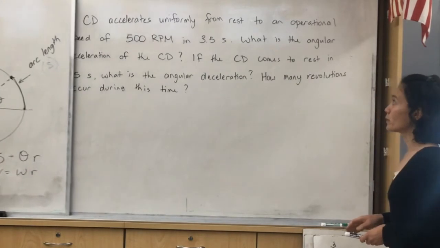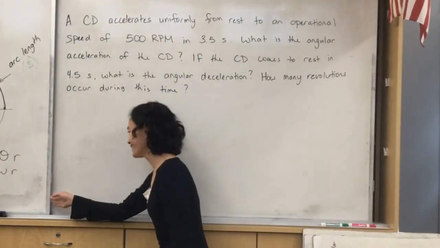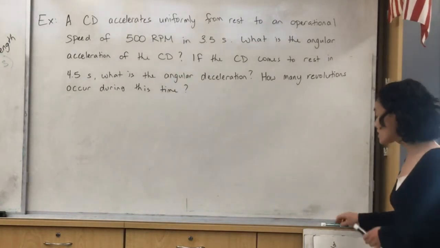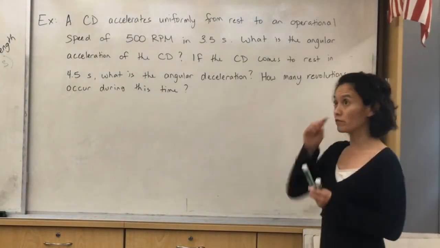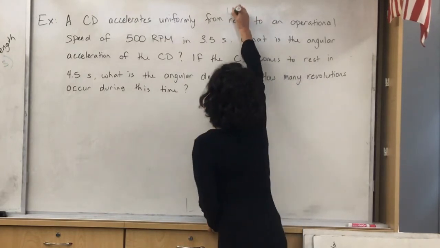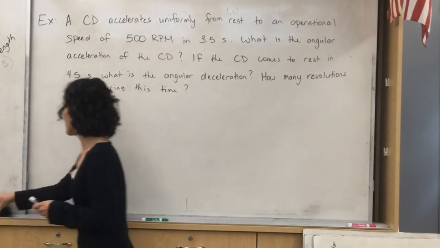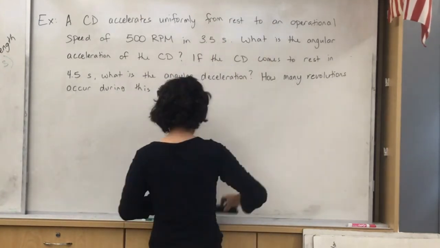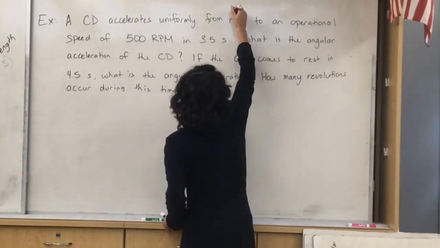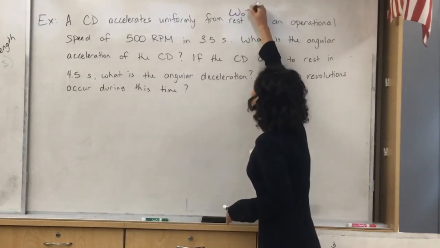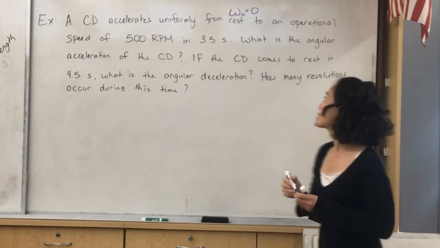Here we go. Almost. A CD accelerates uniformly from rest. So it means its initial velocity is 0. So this marker is terrible. I want a better one. I think it's just been a while since anything was used in here. So they're like, let's see. Oh, that's good.